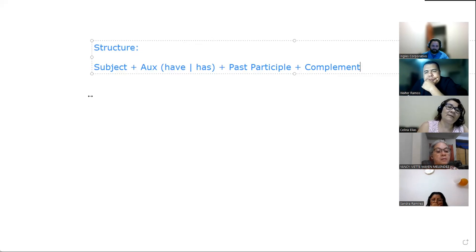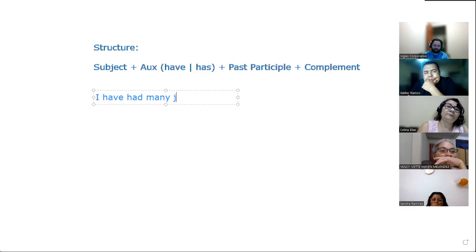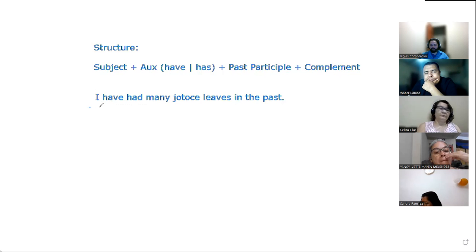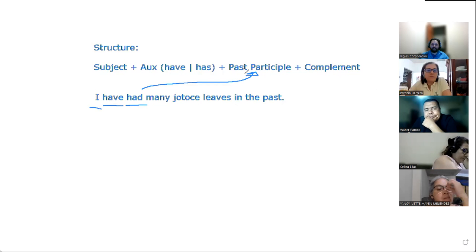So in the example, I have had many jocote leaves, right? In the past. In this example, we're following the structure: the subject plus the auxiliary, and then this is what? Past participle. This is the past participle. I have had, right? All right, that would be the verb in past participle, okay?